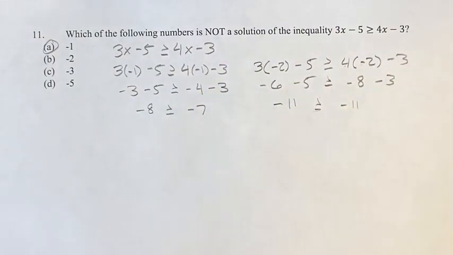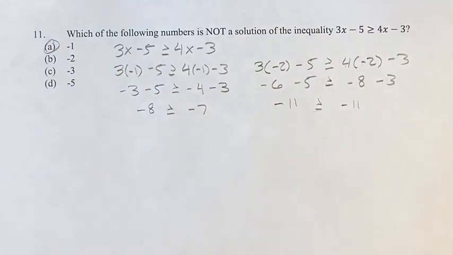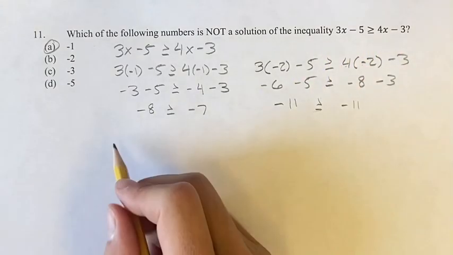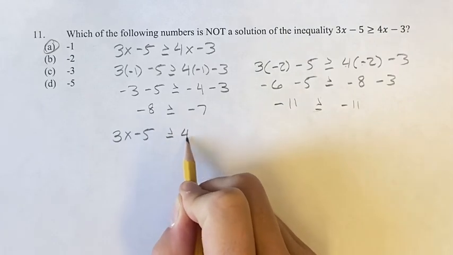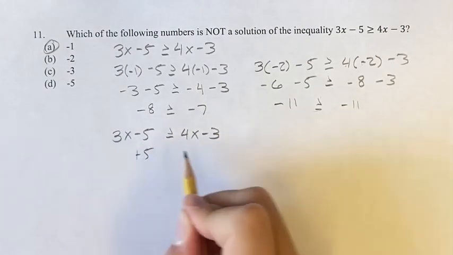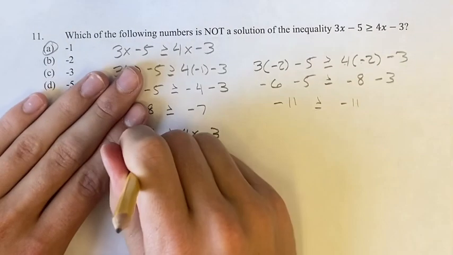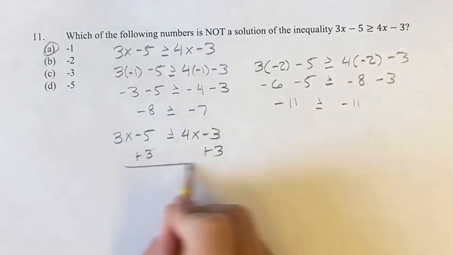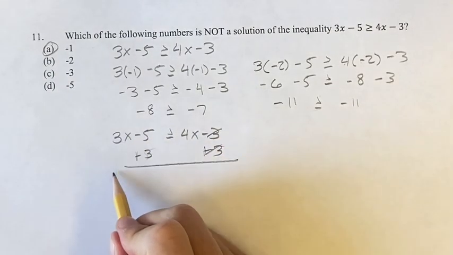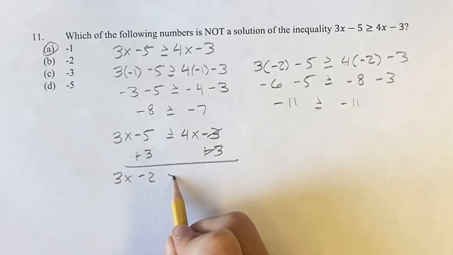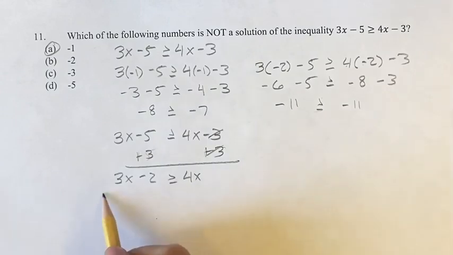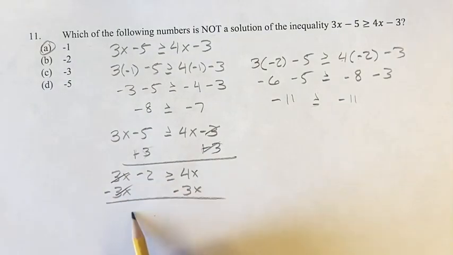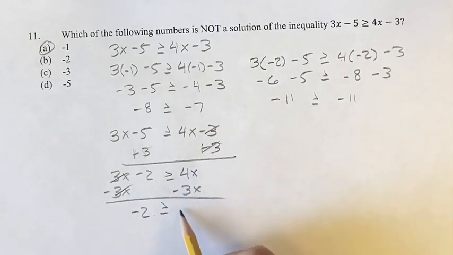So this is one way to solve it, but if you don't get it on the first try, like we did, it might take longer than the second method, which is just to solve this inequality. So we have 3x minus 5 is greater than or equal to 4x minus 3. If we want to solve for x, we want to add 5 to both sides, or rather add 3 to both sides, because that will get these to cancel. And then we have 3x minus 5 plus 3 is -2, is greater than or equal to 4x. Subtracting 3x from both sides, we get these canceling, we get -2 is greater than or equal to 4x minus 3x, which is just x.